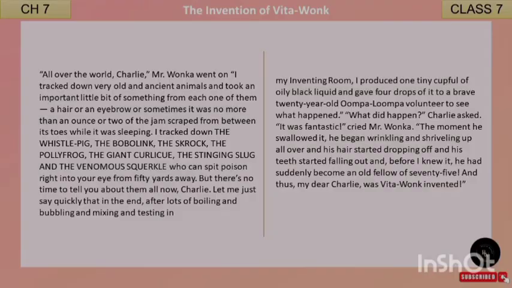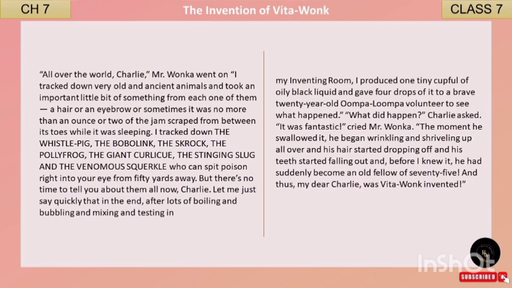Now, next, he is saying that he tracked down very old and ancient animals and took an important little bit of something from each one of them. What he had taken? A hair on an eyebrow, or sometimes it was no more than an ounce or two of the jam scraped from between its toes while it was sleeping. So these are all the ingredients, I would say, to make the new experiment.